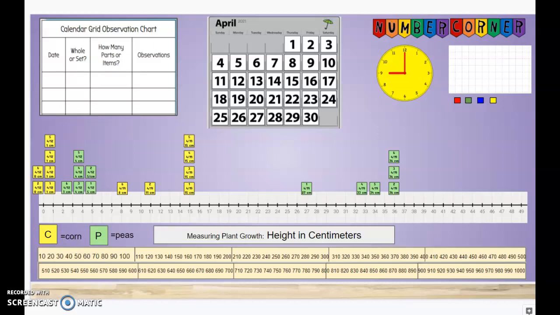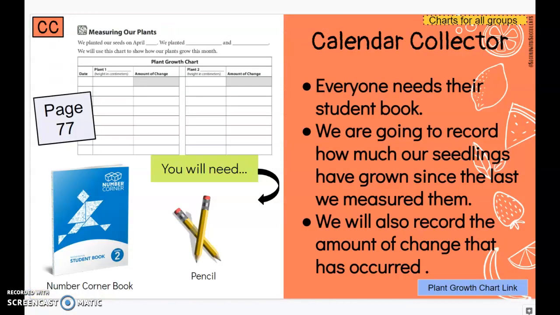For Number Corner today, we will be looking at our calendar collector. Today you will need your Number Corner book, opened to page 77, Measuring Our Plants, and a pencil. Pause the video now to get what you need.